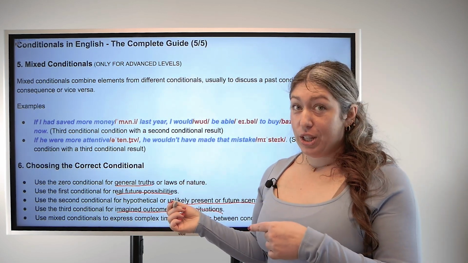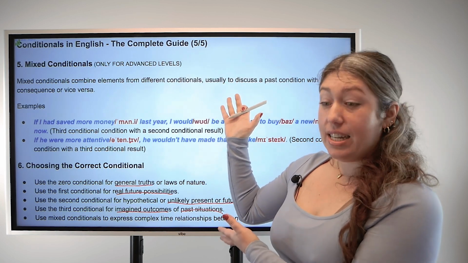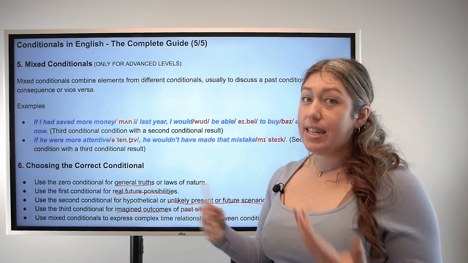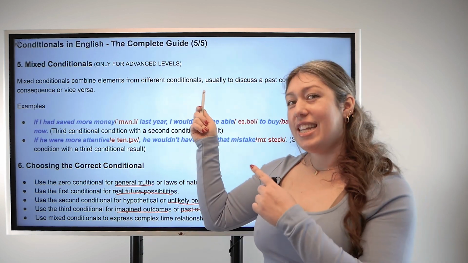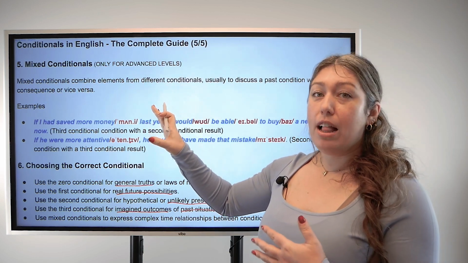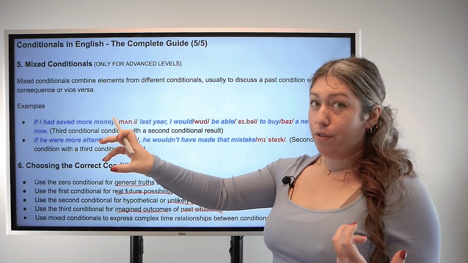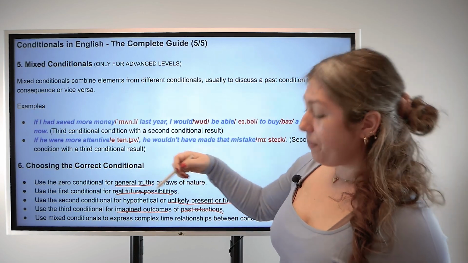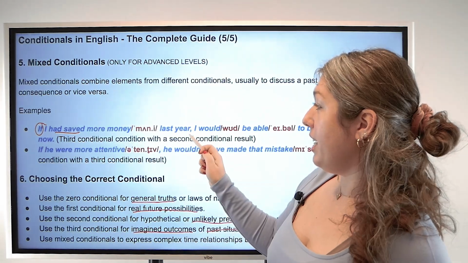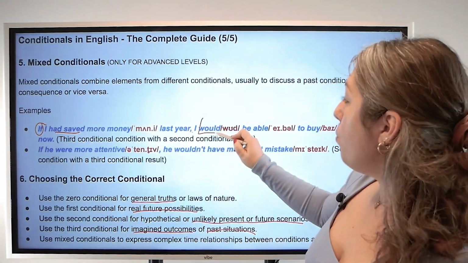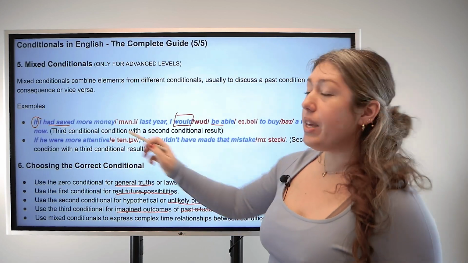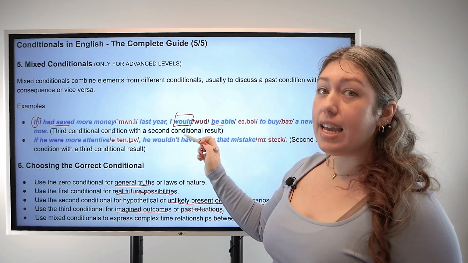Now for advanced learners, we can look at mixed conditionals, and they express complex relationships between conditions and outcomes. So for the advanced learners, let's take a look up here. So we have mixed conditionals that combine elements from different conditional forms. For example, if I had saved more money last year, comma, I would be able to buy a new car now. So here we're mixing the third conditional with the second conditional result.